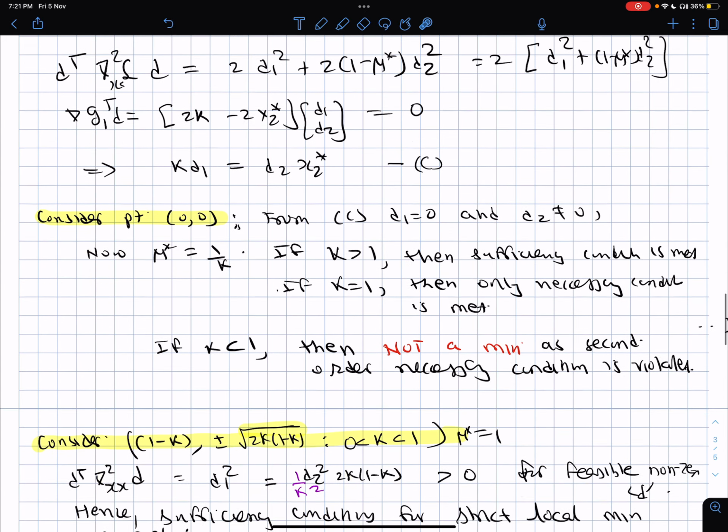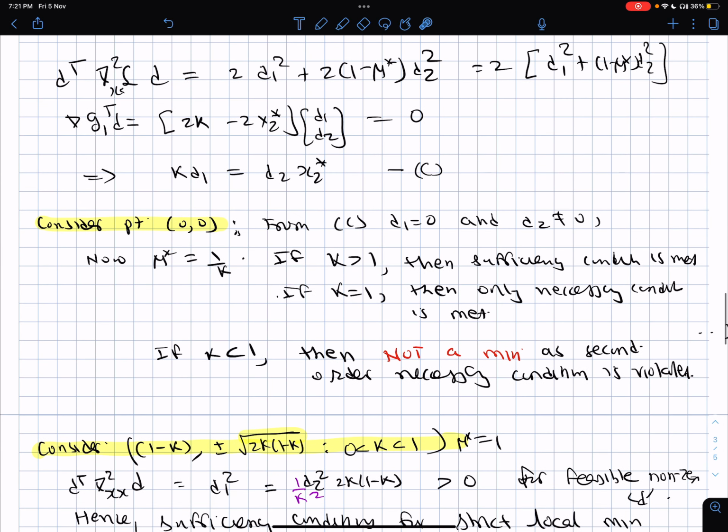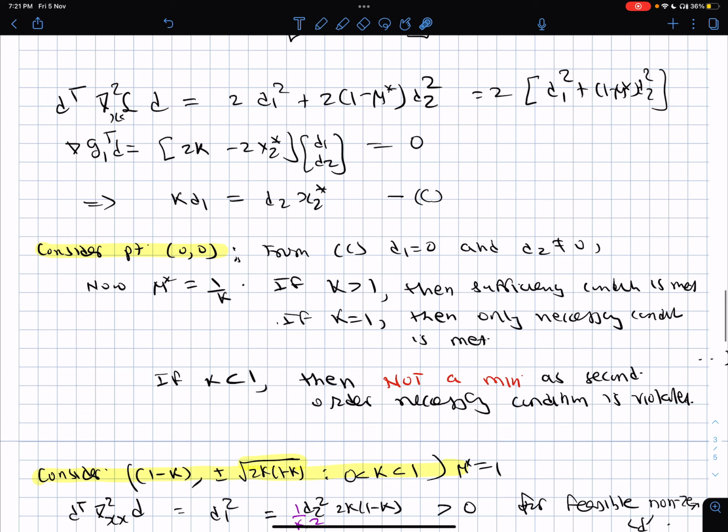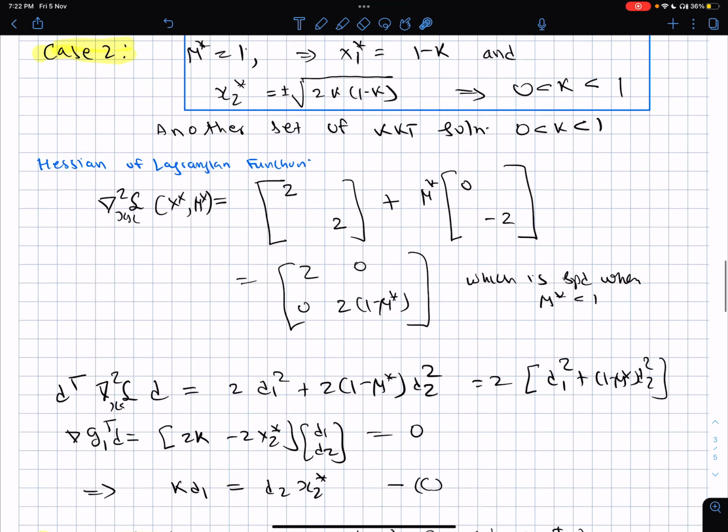Now consider the case that k is less than 1. If k is less than 1, d1 is 0, say k is 0.5, then mu star will become 2. So 1 minus 2 will become minus. So this will become minus of d2 square, which is to say that this term becomes strictly less than 0, so it is not a minimum, because now the second order conditions are also not met.